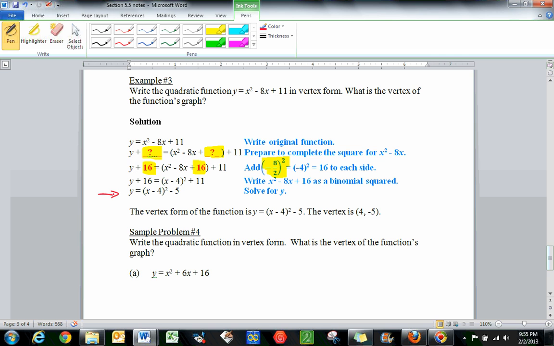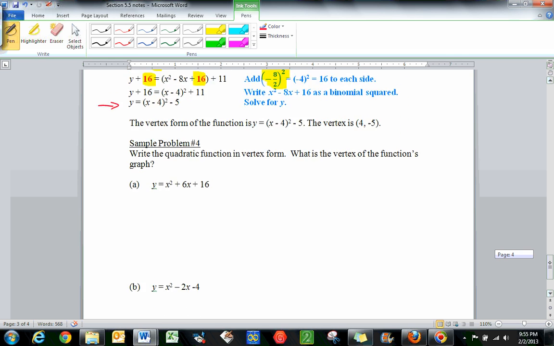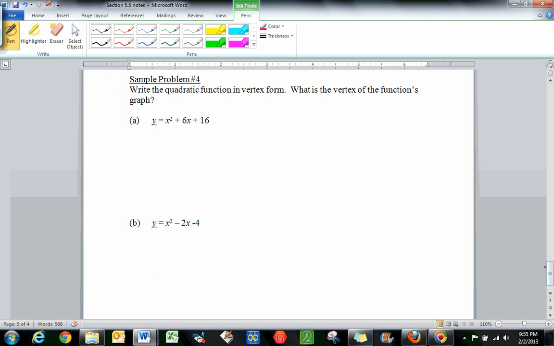So let's take a look at a couple examples. In this case, we have sample problem number 4, part A and part B. So what I'd like you to do right now is just go ahead and pause the video and work both of those problems in changing the quadratic function to vertex form. So take a second to do that now.